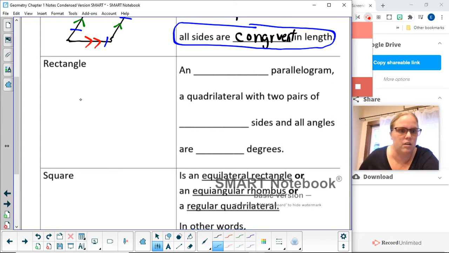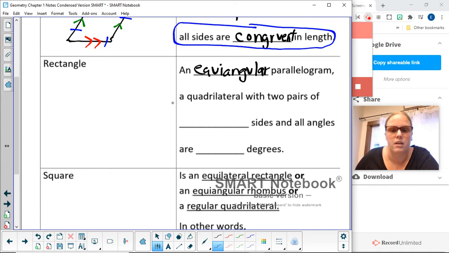All right, rectangle. A rectangle is a parallelogram, but it is a parallelogram that is standing upright. It's not slanty at all. And that's because all of the corners are 90 degrees. So that means all of the angles are equal, or this is an equiangular parallelogram, a quadrilateral with two pairs of parallel sides, and all the angles are 90 degrees.